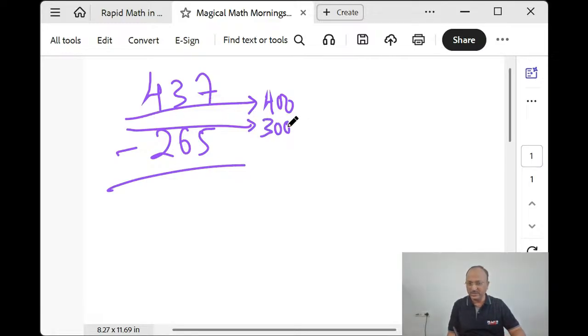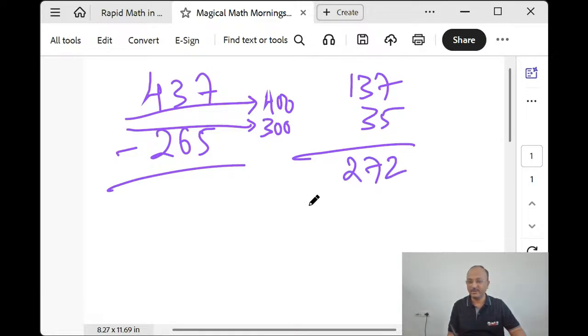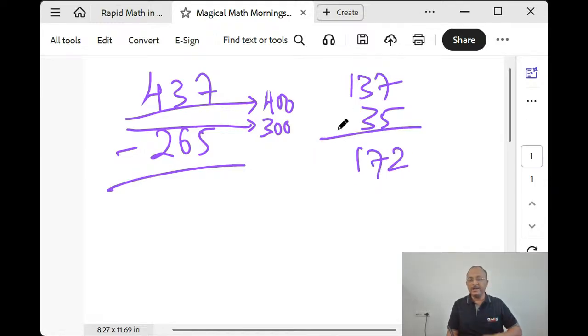So if you consider 300 as the base, you have to find out 437 is how much bigger than 300. It is 137. And how much is 265 less than 300? It is just 35. 137 plus 35 is 172. It is 272, sorry, 172, because it is 100 we have within this number.